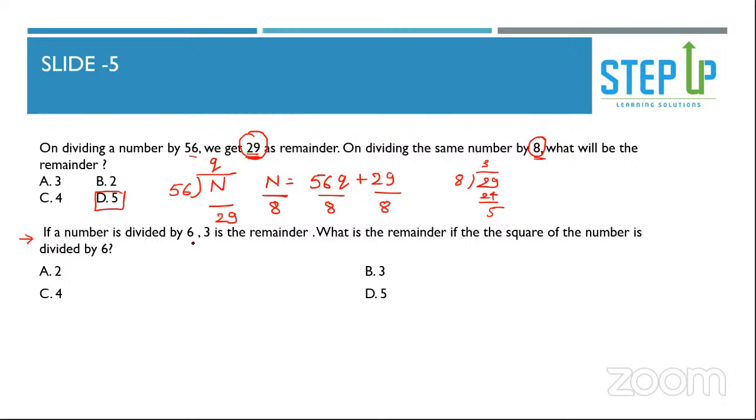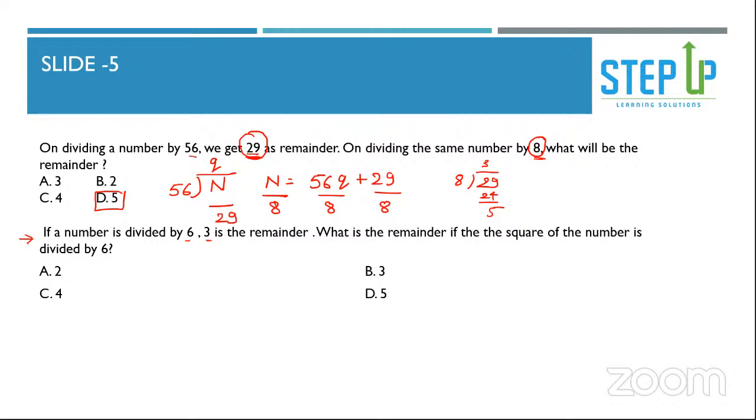If a number is divided by 6, 3 is the remainder. What is the remainder if the square of the number is divided by 6? You take any number which gives you 3 as the remainder when divided by 6. You can take 9, 15, 21, but don't go beyond, just take 9. If 9 is divided by 6, I get 3 as the remainder. What is the remainder of the square of the number?